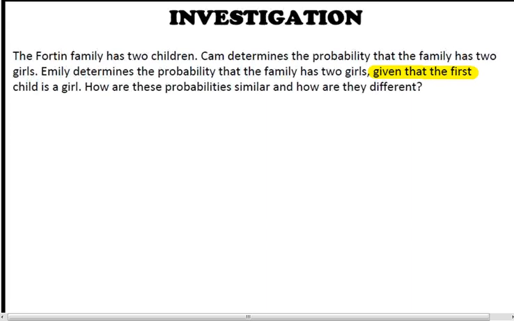Okay, I would like you to look at this. We've got Cam and Emily. 3.6. The Fortin family has 2 children. Cam determines the probability that the family has 2 girls. Emily determines the probability that the family has 2 girls, given that the first child is a girl. How are these probabilities similar and different?